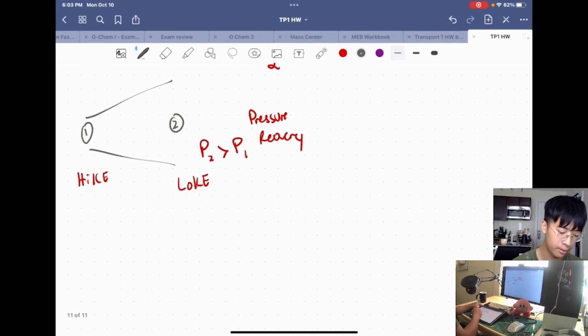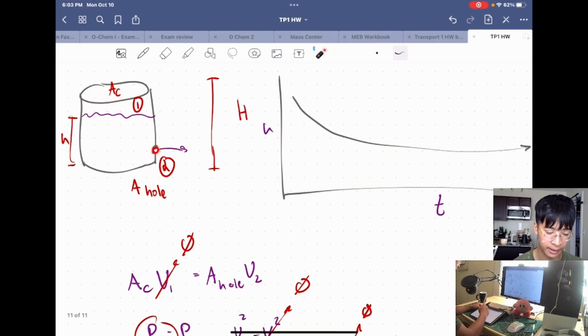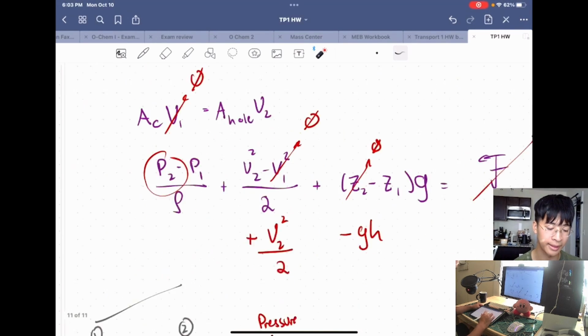However, for a sudden expansion, just like our hole here, we're going from a small cross-sectional area to an infinite one. This is a sudden expansion.